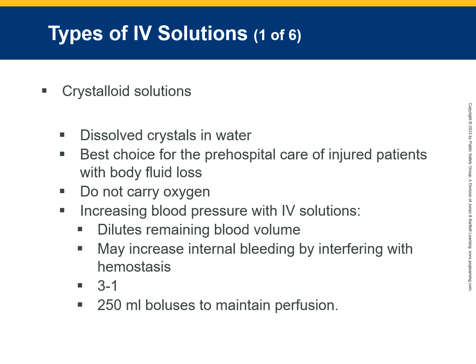They do not have the capability to carry oxygen, and boluses of 250 ml should be given to maintain perfusion, which is maintaining a radial pulse, but do not restore the blood pressure to normotensive levels. Increasing blood pressure with an IV solution dilutes the remaining blood volume, dilutes the red blood cells, and it may increase internal bleeding by interfering with homeostasis and the clotting process.